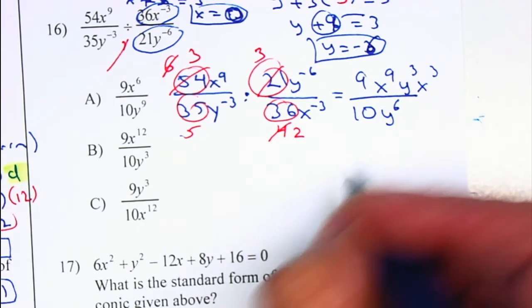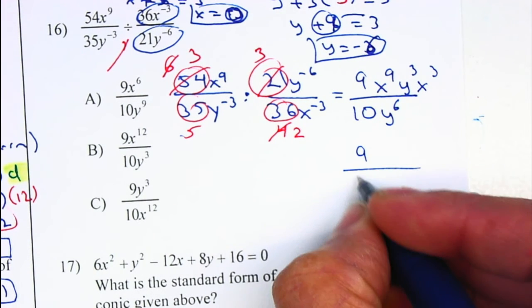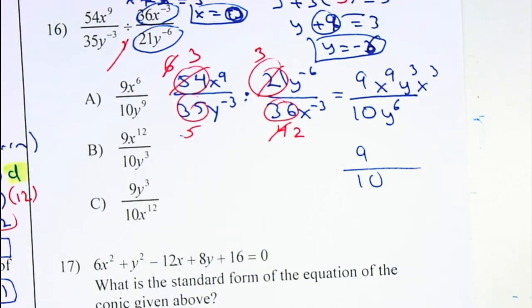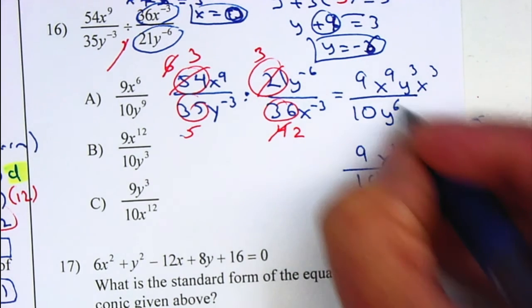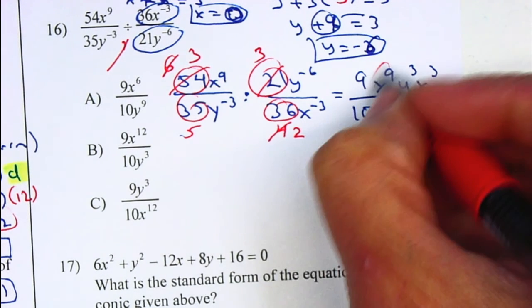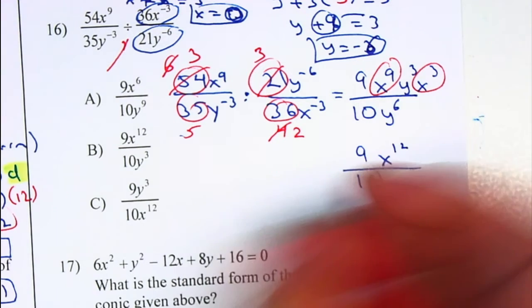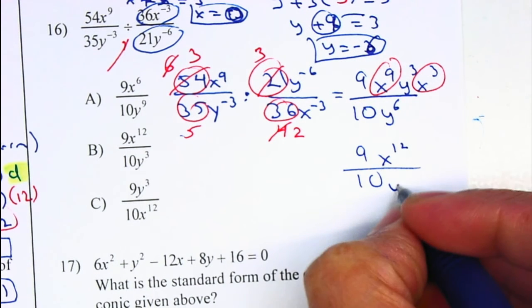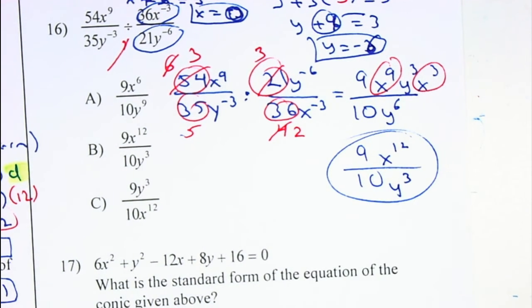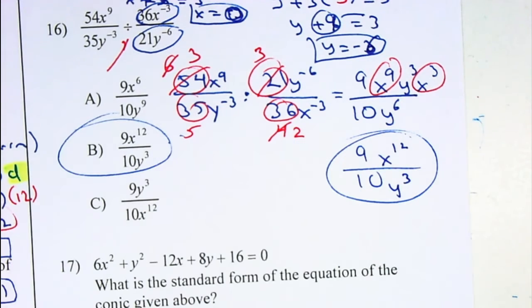Now I can just go ahead and simplify. X's, how many x's do I have on top? 12. I have 9 and 3, that is 12. Y's, how many cancel? 3. How many are left? 3 on the bottom. So my answer is letter B.